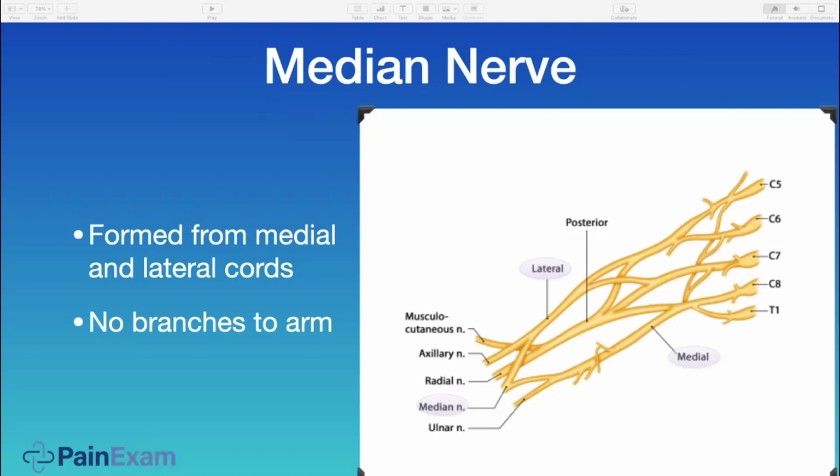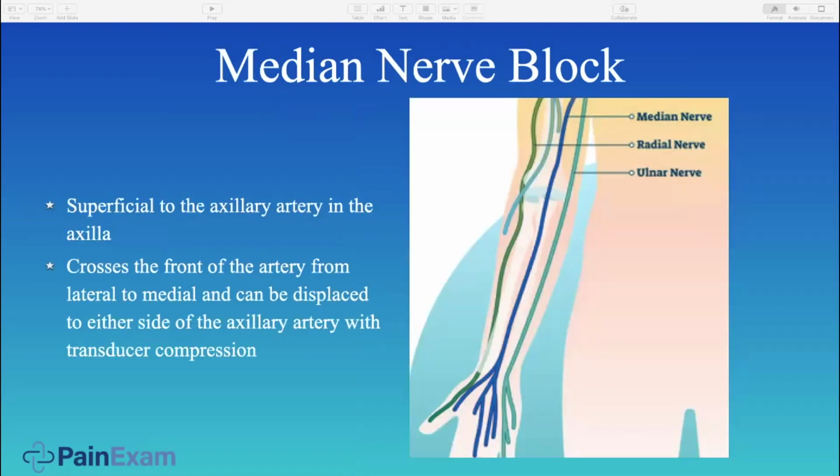Okay, the median nerve is formed from the medial and lateral cords. There are no branches to the arm. It's superficial to the axillary artery in the axilla. It crosses the front of the artery from lateral to medial. It can be displaced to either side from the axillary artery with transducer compression.